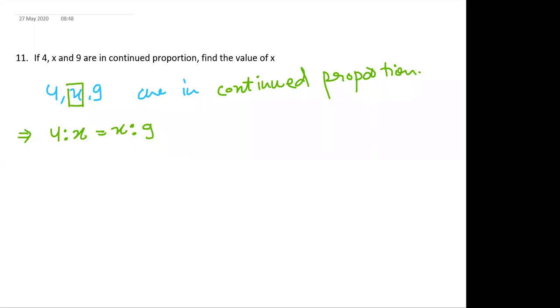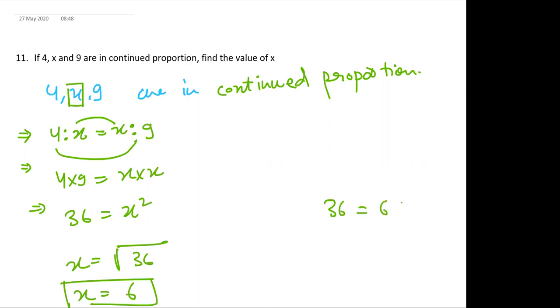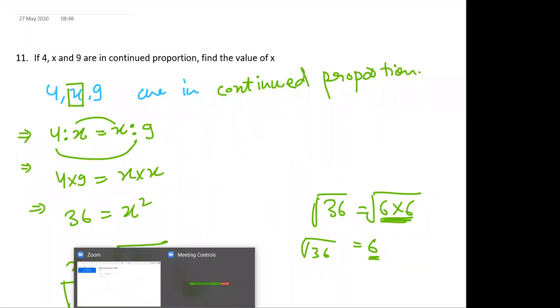Now solve it. 4 into 9 is equal to x into x. So 4 nines are 36 is equal to x square. So x is equal to root 36. What is the value of root 36? 6, because 36 is equal to 6 into 6. In order to take a number out of the root, we have to make pairs, and we take only one number from each pair. So 6 will come out. So root 36 is equal to 6. This is the answer. Is it clear?